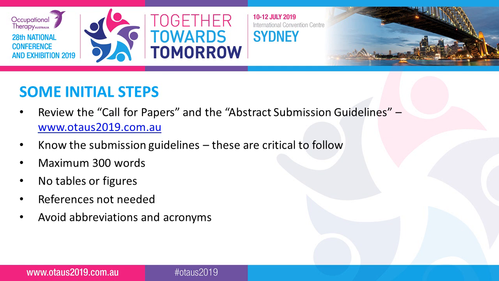that these abstracts will be published in a special issue of the Australian Occupational Therapy Journal. And given that it's in the Australian Occupational Therapy Journal, we need to follow their style guidelines. And one of their style guidelines is that the abbreviation OT must not be used. So you must write out occupational therapy or occupational therapist throughout your abstract. Do not use the abbreviation OT.